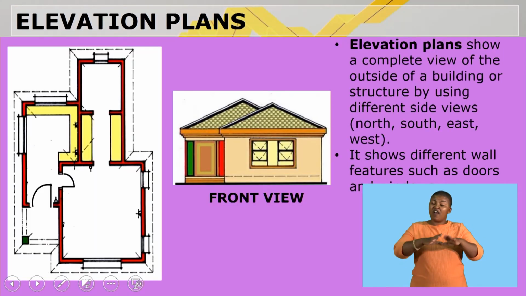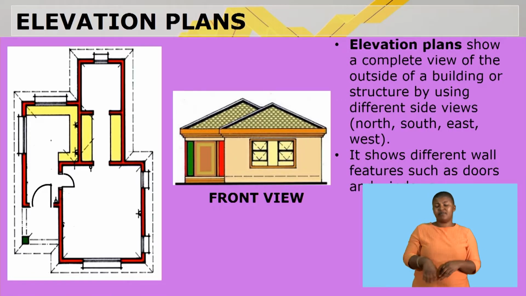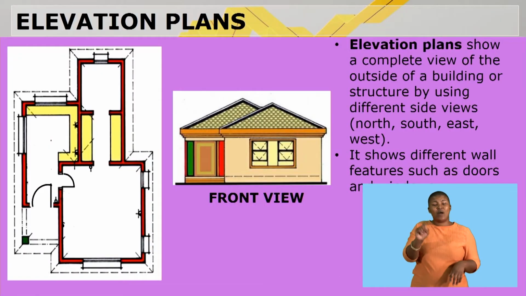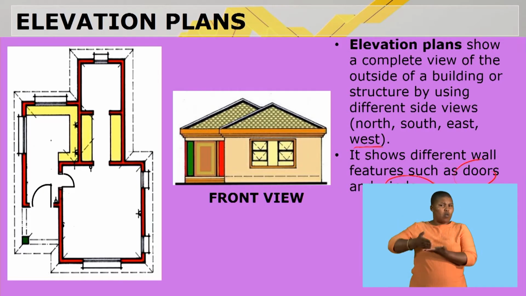Now, the difference between a floor plan and an elevation plan is that the elevation plan shows you a complete view of the outside of the building or structure by using different side views: north, east, south, and west. So it's going to be north, south, east, and west. And it shows you different wall features such as windows and doors. So now, instead of having a top view like a floor plan, we are looking at the sides and the outsides of the building.